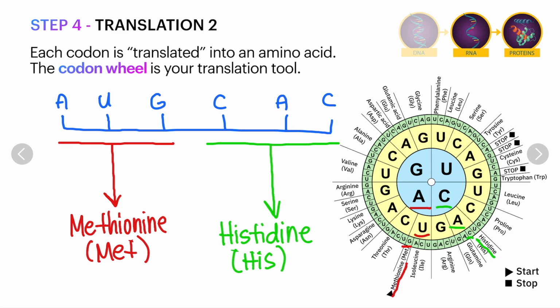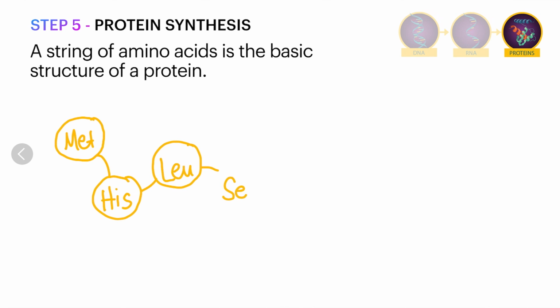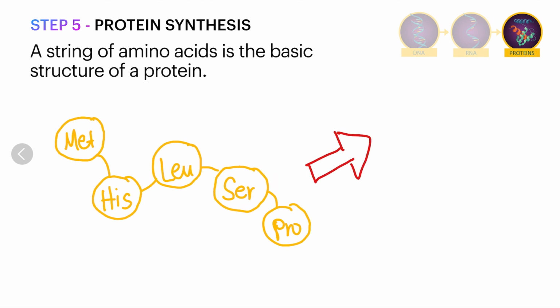And so now we've gone from the genetic code of RNA, and now we're starting to make a protein structure. And so your cells are going to continue to read codons and put a bunch of amino acids together, and maybe you start with methionine, and then you get histidine, then leucine, then serine, and proline. So these are all amino acids, and if you connect a string of amino acids together, you start getting the basic structure of a protein.